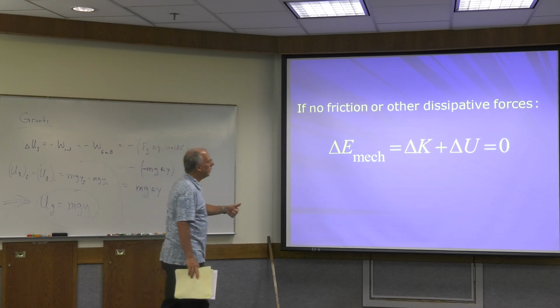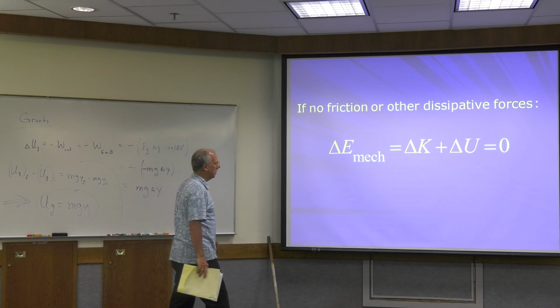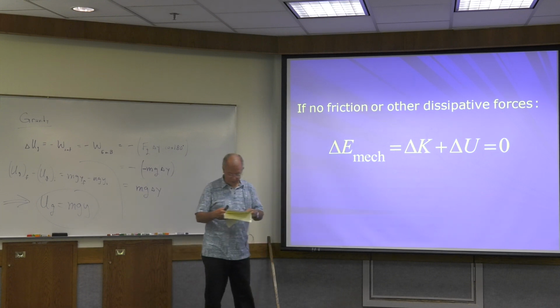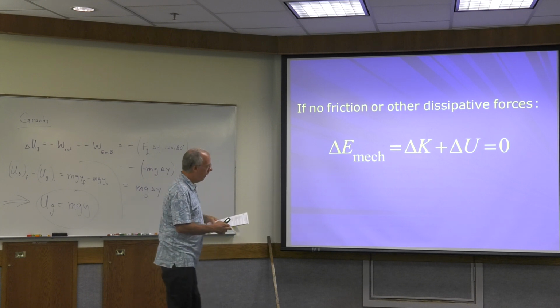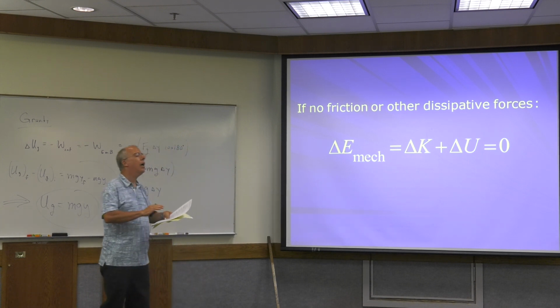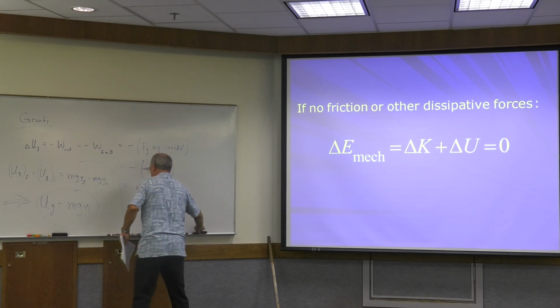So if there's no friction or if there are no other dissipative forces, mechanical energy is constant. Or we can say it's conserved, right? It's conserved. And we're going to use that, and it's going to save us a ton of work. You'll see, all right? So let me just do a quick example.